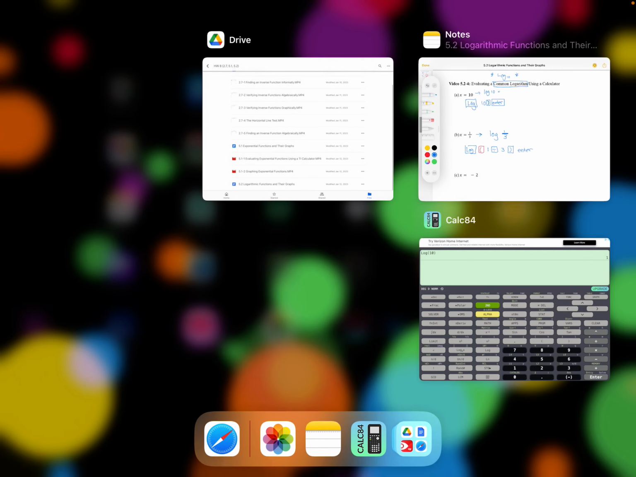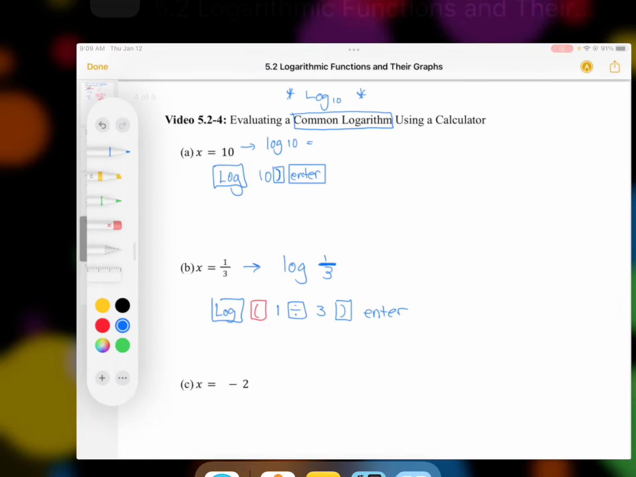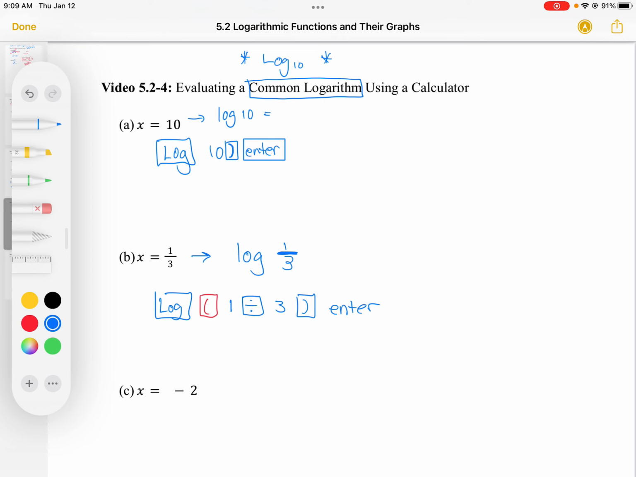So let's do that on my calculator here. We have log, parentheses open, 1 divided by 3, close the parentheses, enter. We get negative 0.477. So I probably should have written this up here. This was equal to 1. This was equal to about negative 0.477.